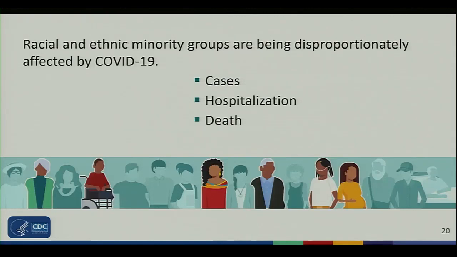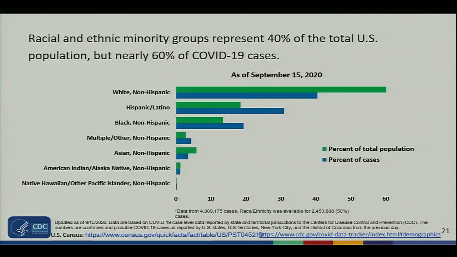There is increasing evidence that some racial and ethnic minority groups are being disproportionately affected by COVID-19. These disparities are seen in the disproportionate number of cases, hospitalizations, and deaths among these groups. Next slide. Racial and ethnic minority groups represent 40% of the total U.S. population, but nearly 60% of COVID-19 cases.